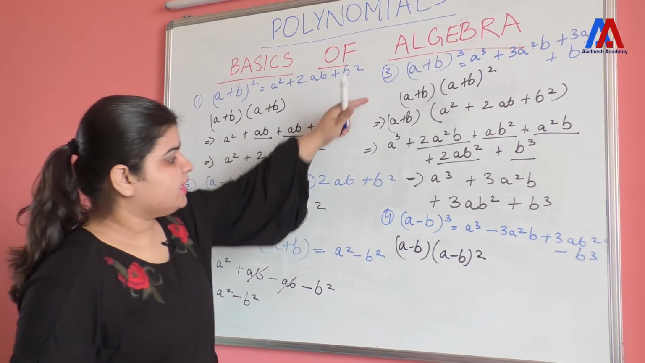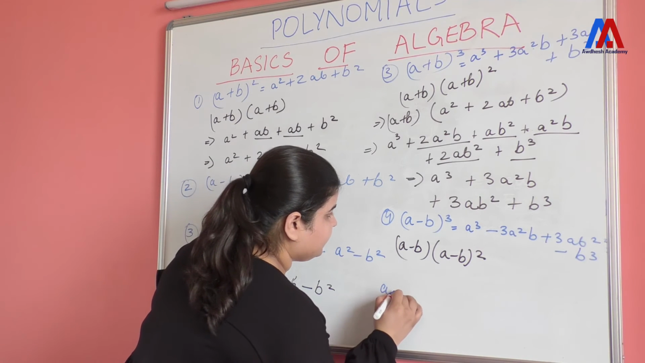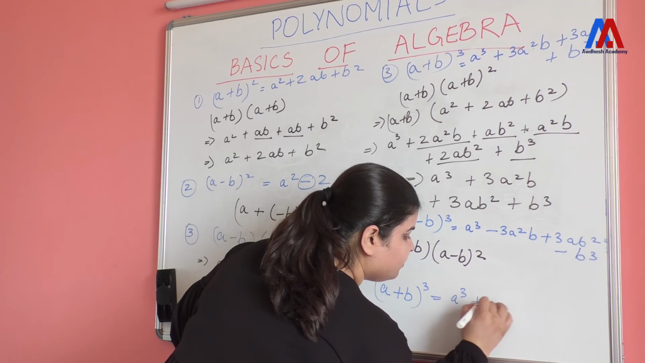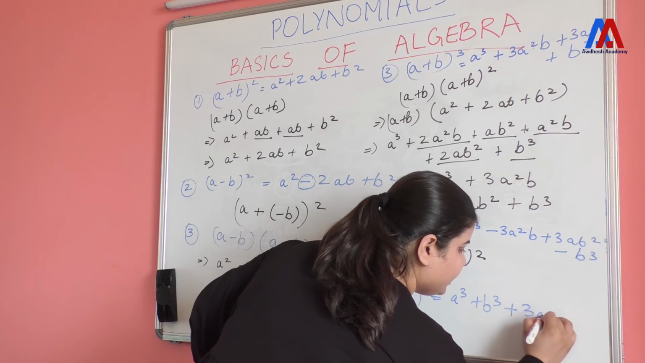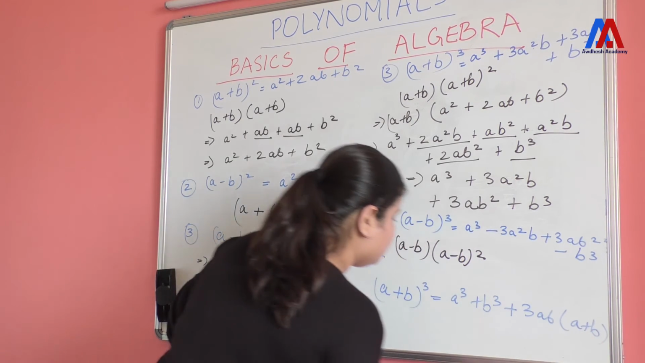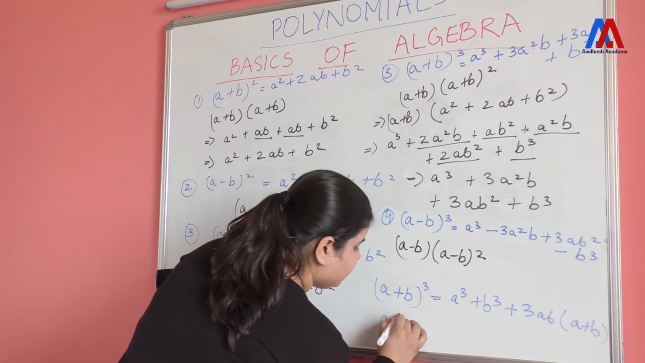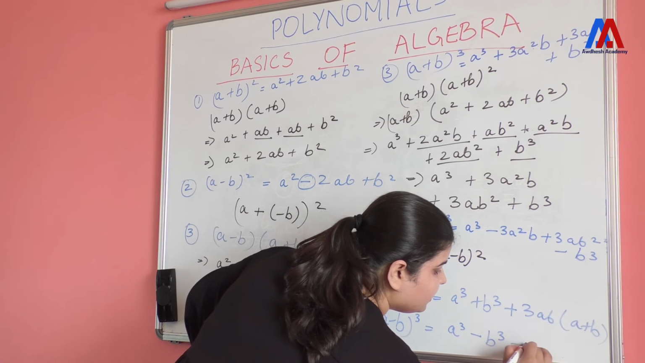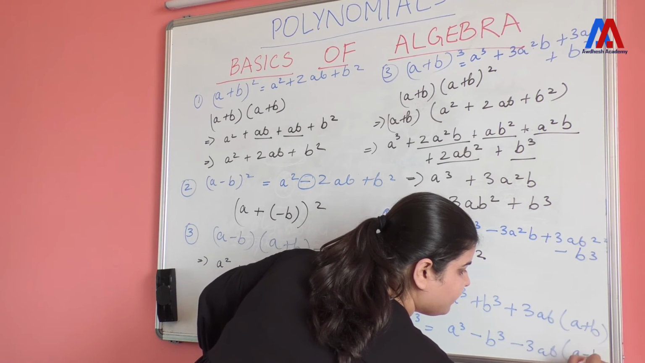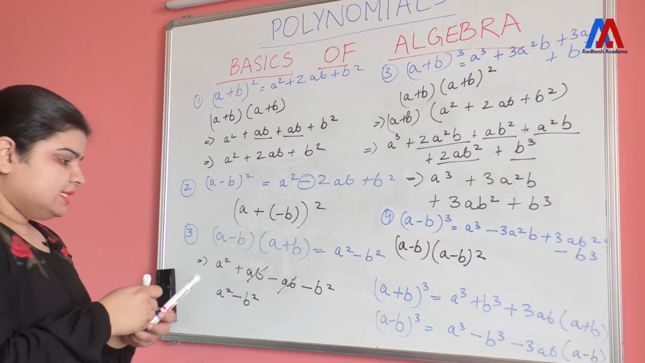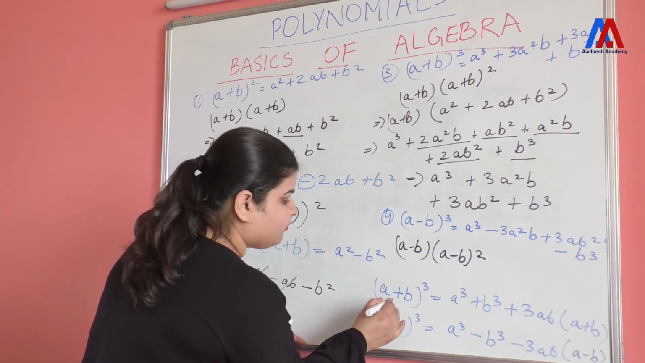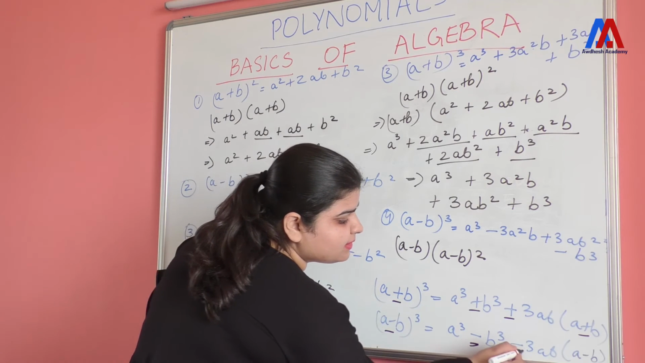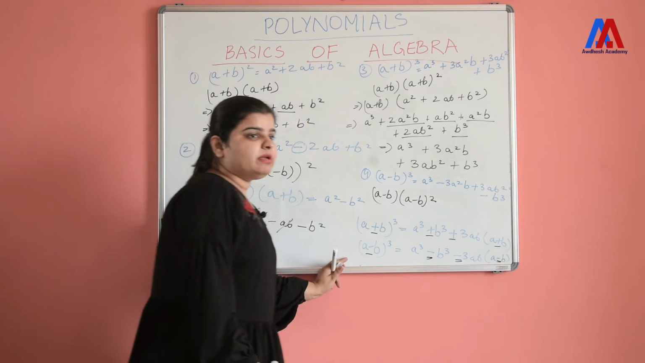Both of these identities here can be summed up as a plus b the whole cube is equal to a cube plus b cube plus 3ab into a plus b. For the fourth identity, for a minus b the whole cube, we can write it as a cube minus b cube minus 3ab into a minus b. So now the signs become easier to remember. Like for plus here, we have plus here and plus here. For minus here, we have minus, minus and minus here. So this way it becomes easier to remember.